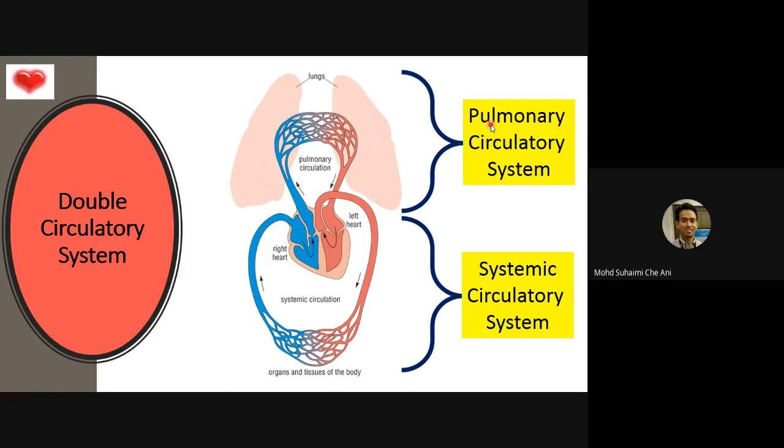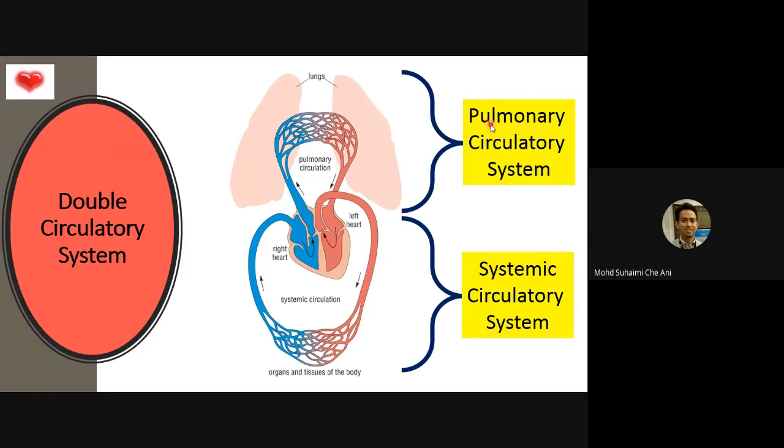Okay, CPR. C is cardio, P is pulmonary, R is resuscitation. You give CPR, for example, when the person is drowning. They cannot breathe, so you need to take care of their heart and also the lungs. Cardio means heart, pulmonary means lung, and resuscitation means revive.